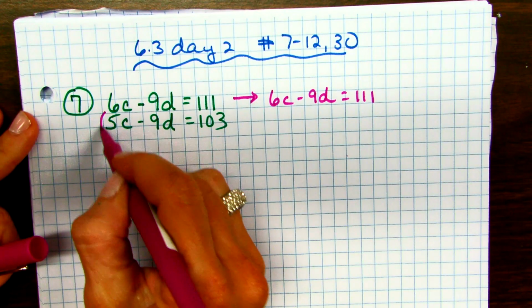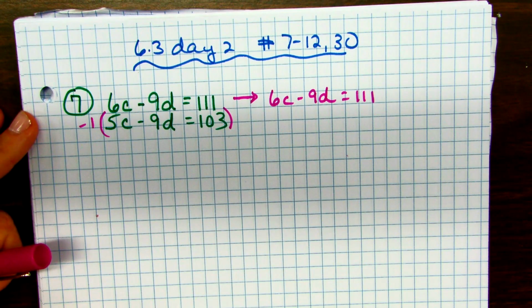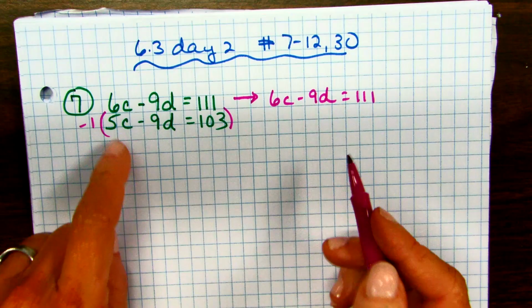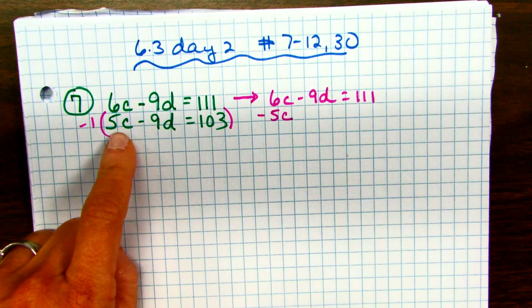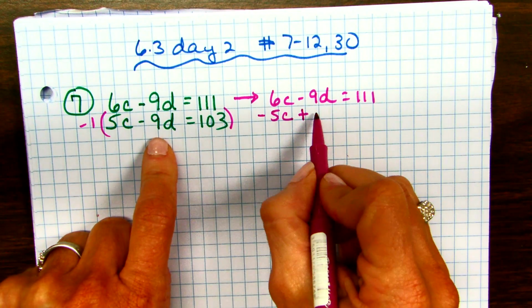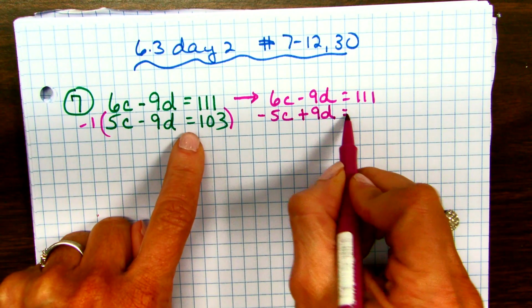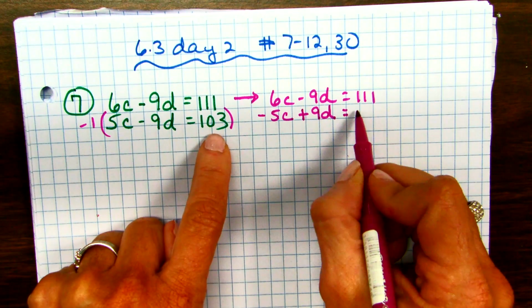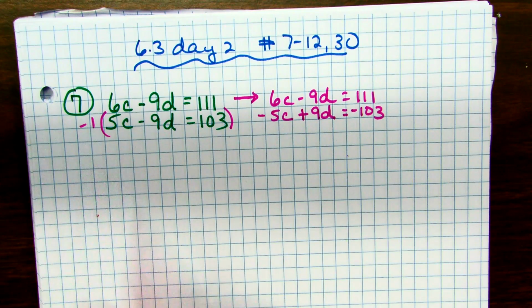And we'll multiply the bottom one by -1. And remember, multiplying anybody by a -1 simply changes its sign. So my 5C becomes -5C. My -9D becomes positive 9D. Just changes the sign. Keep going, everybody. 103 becomes -103. That's all doing the -1 does.